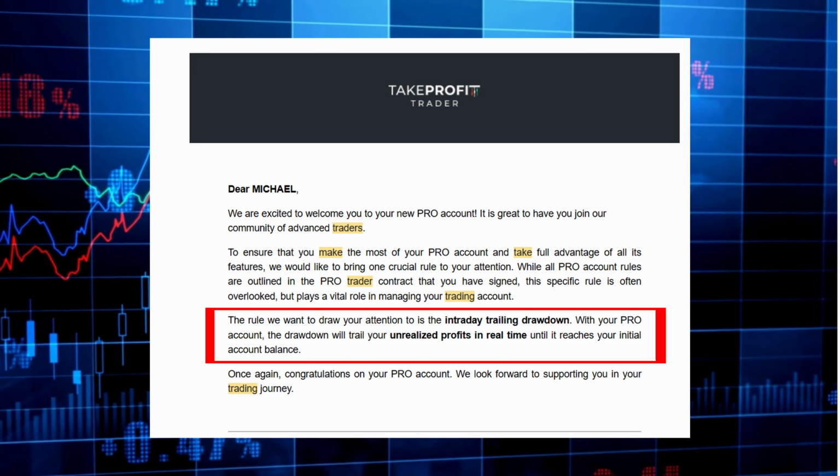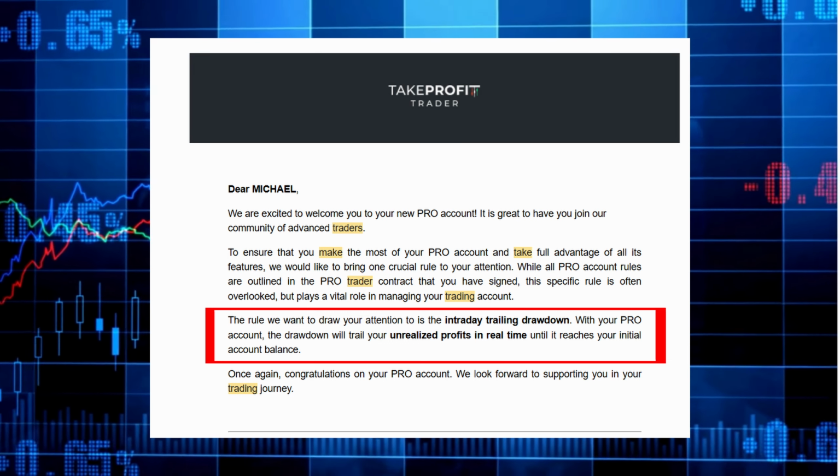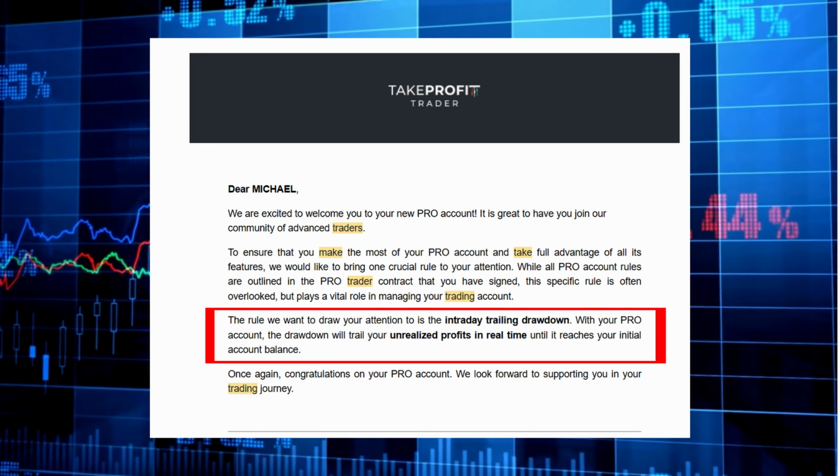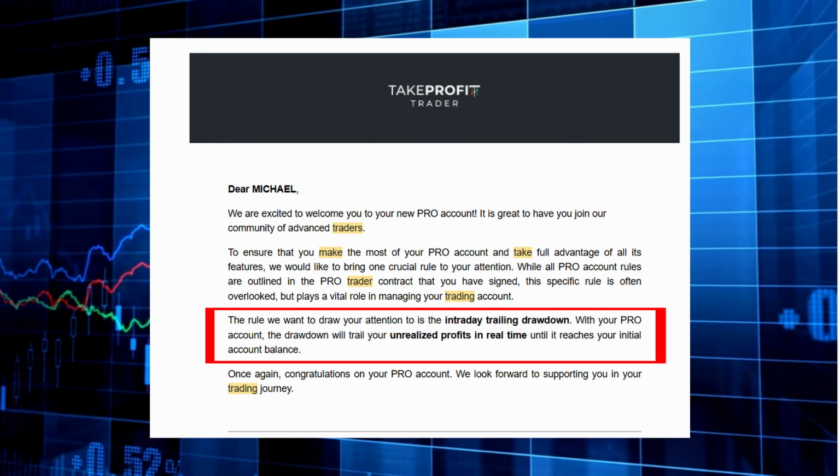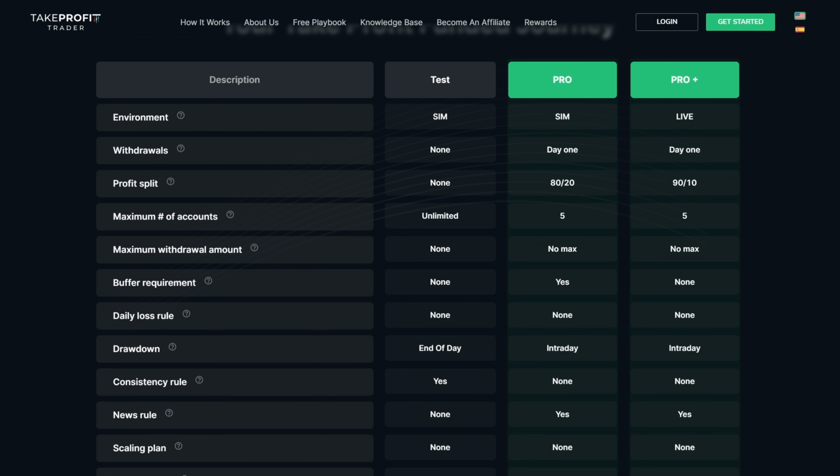With your pro account, the drawdown will trail your unrealized profits in real time until it reaches your initial balance. And again, they're telling you this up front. So a lot of other prop firms out there aren't even going to highlight this to your attention. They want you just to simply go ahead and kaboom, blow up that account.